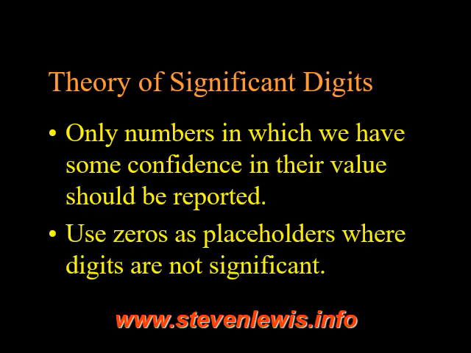This leads us to the theory of significant digits. Only numbers in which we have some confidence in their actual value should be reported. When we have no confidence in the values of the numbers, we should use zeros as placeholders instead. The 8 at the end of 40 trillion should have been 0.